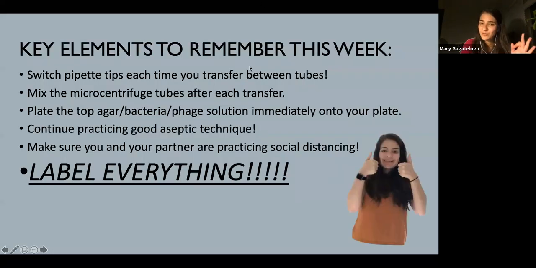So that's it for the protocol this week, but let's remember some key things moving forward. One, generally you should be coming into Open Lab having some sort of plan for how you are going to be diluting, how far you're going to be diluting. Have a conversation with your lab partner so you both understand what you're going to be doing this week, okay? Make sure that you are switching pipette tips each time you're transferring tubes. Make sure that you're mixing those microcentrifuge tubes after every time that you transfer. Make sure also that you're shaking up your bacteria before you use it. That's been a common issue. If you see a little tiny orange pellet at the bottom, that's bacteria. Shake it up so it's in the solution.